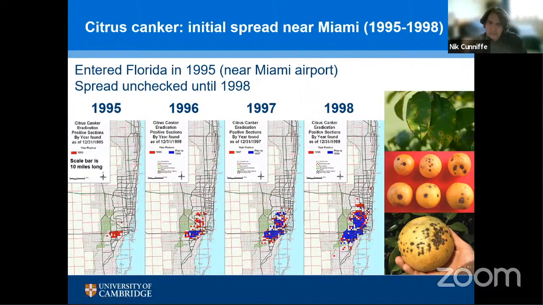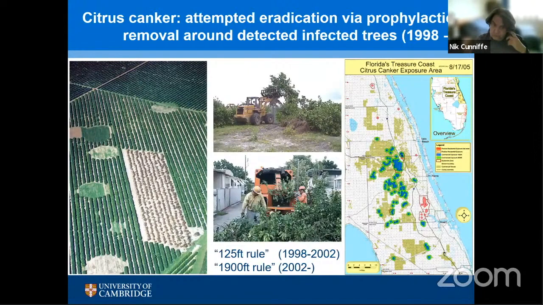And then in 1998, a regulatory response was introduced, and that response was quite aggressive. There aren't any really effective controls against citrus canker. You can spray with copper, a copper-based spray, which acts as a bactericide, so kills bacteria. You can't do that very often because it's probably not very good for human health. So the control that's essentially done is a sort of removal of host plants.